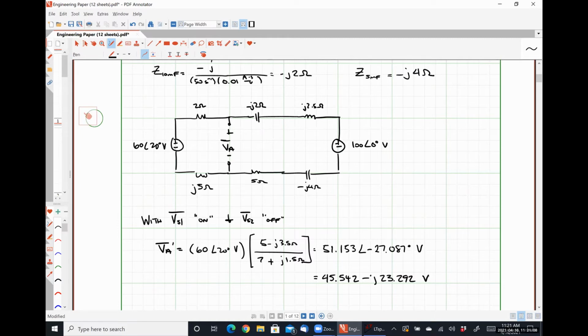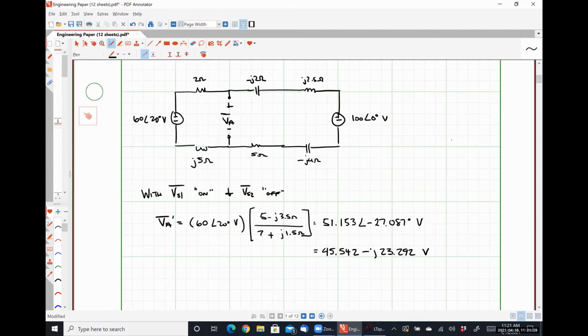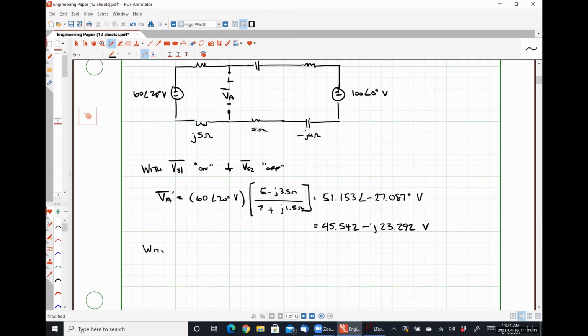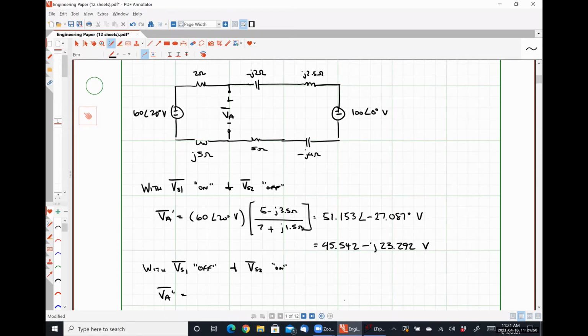All right. So if we are in accord that VA with the 100 angle zero volt source turned off is this, what do we do next? Well, we turn the VS1 off and we turn the VS2 on. Okay. So with VS1 off, and VS2 on, let's call this guy VA double prime. I can do voltage division again, right? So I have my 100 angle zero source on, the 60 angle 20 source off. And so VA double prime then is just going to be the voltage drop over the 2 ohm in series with the j5 ohm, right?